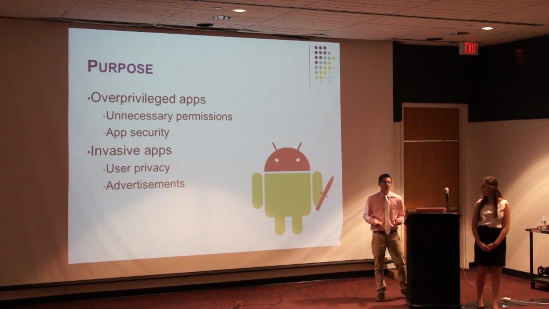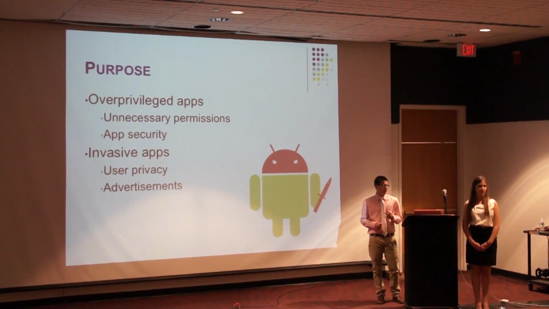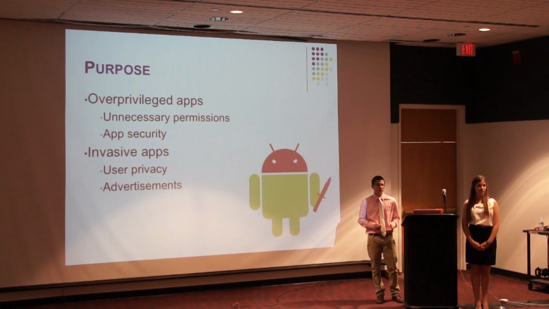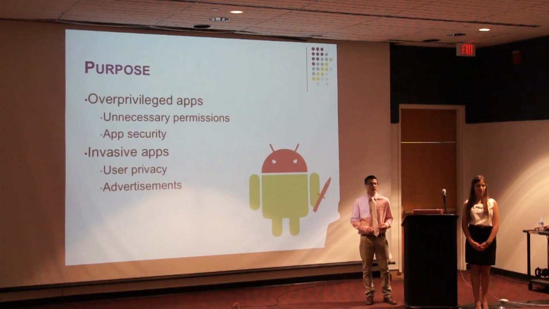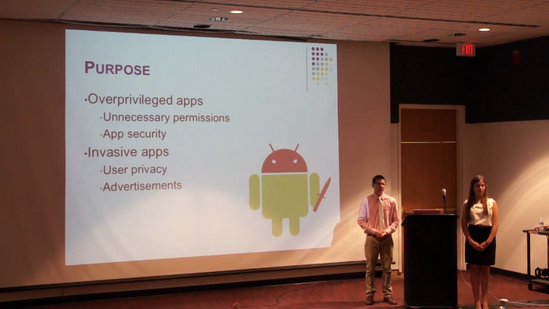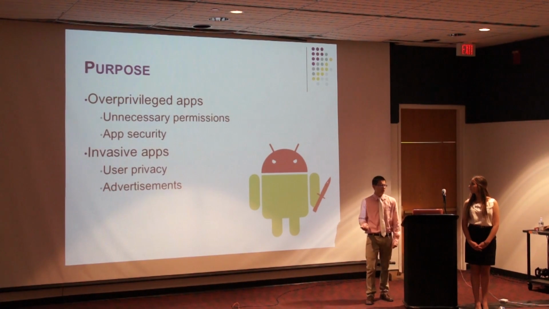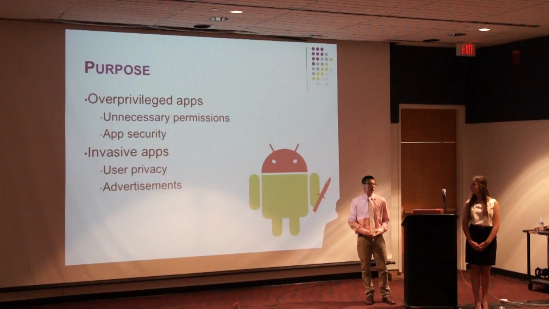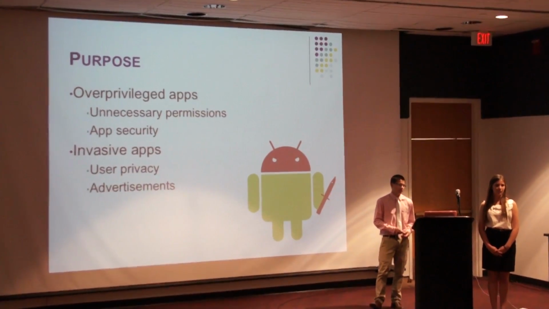So the purpose of our project was to find apps that are bad, basically. There are two types of bad apps, overprivileged apps and invasive apps. Overprivileged apps are apps that request more permissions than they actually use. This is bad because if a hacker were to hack into the app, it already has permissions that you already granted, and it could leak your information faster. Invasive apps are apps that use your data, as seen in Lock, and send your location or personal data out to an outside source, like ad libraries or a database.